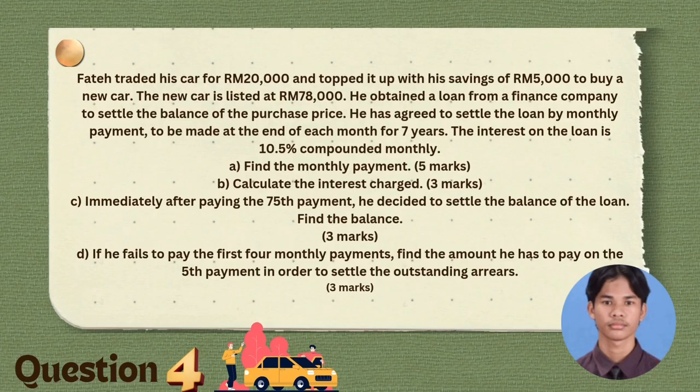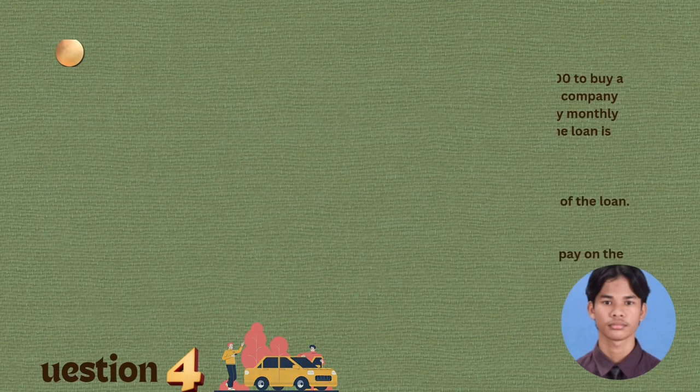C. Immediately after paying the 75th payment, he decides to settle the balance of the loan. Find the balance. D. If he fails to pay the first 4 monthly payments, find the amount he has to pay on the 5th payment in order to settle the outstanding arrears.